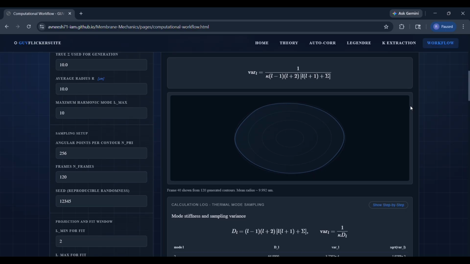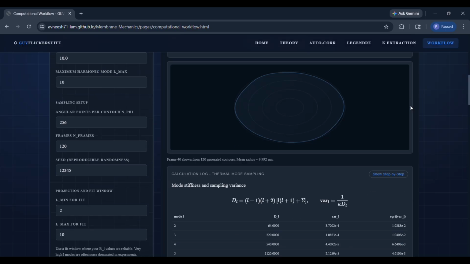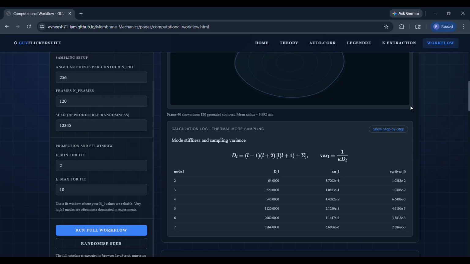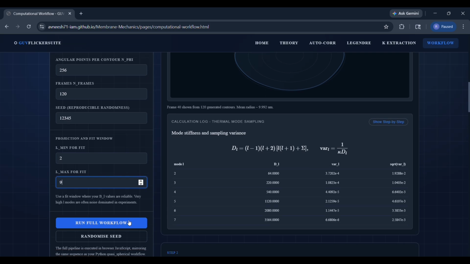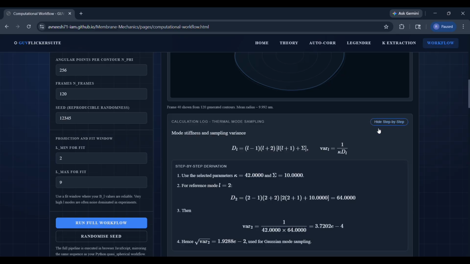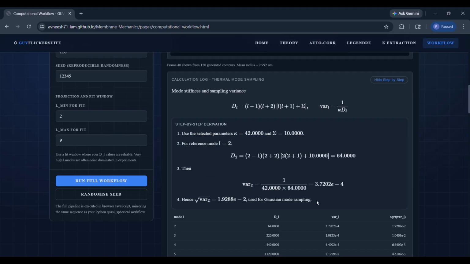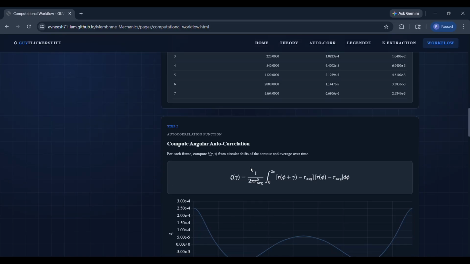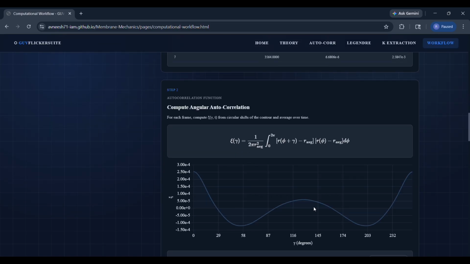The core idea of this project of making the website was to generate a random contour with different values of L equals 2 up to L equals 10, or we can increase or decrease by using the up and down arrow and run a full workflow. We can see step by step how we have calculated the different physical parameters and how the graph is plotted.